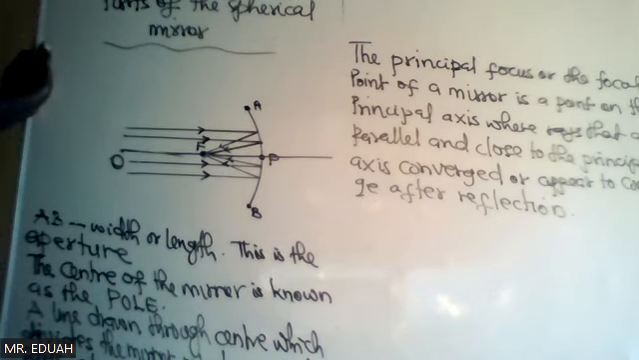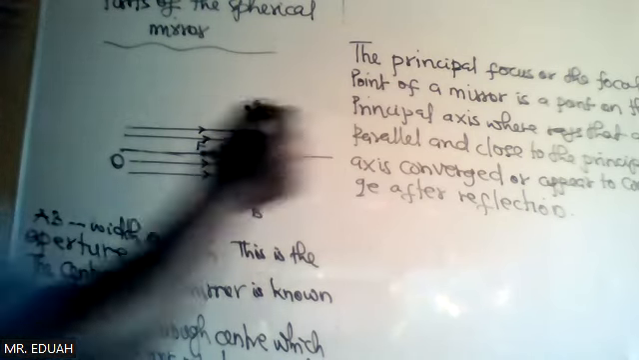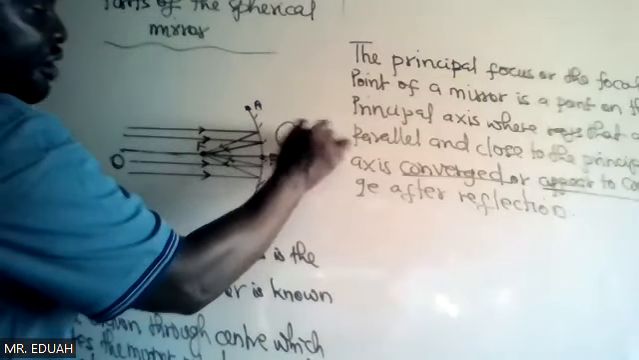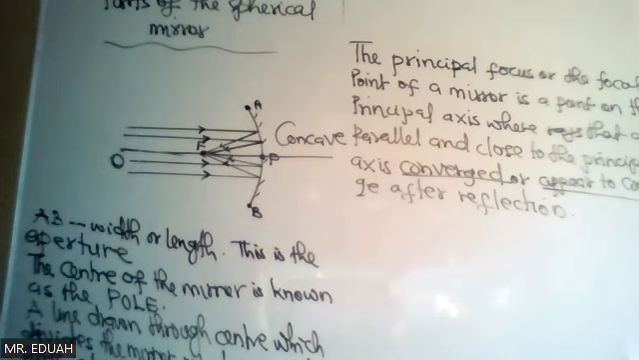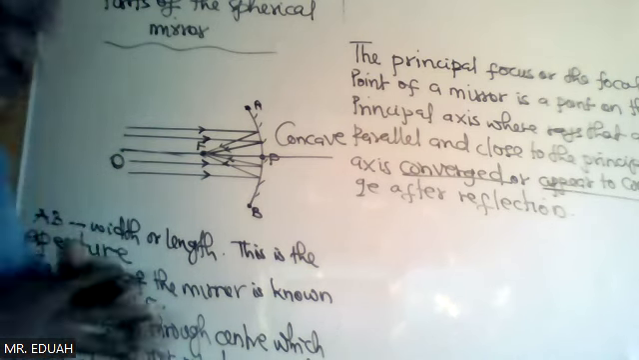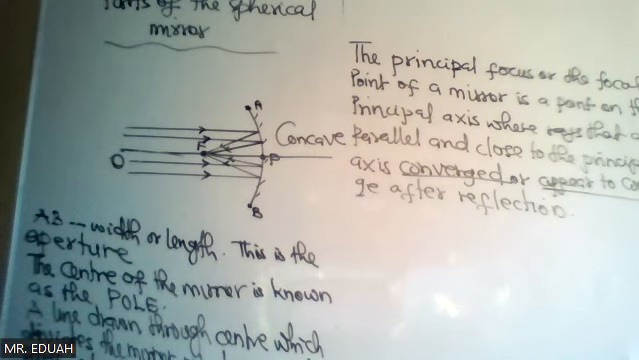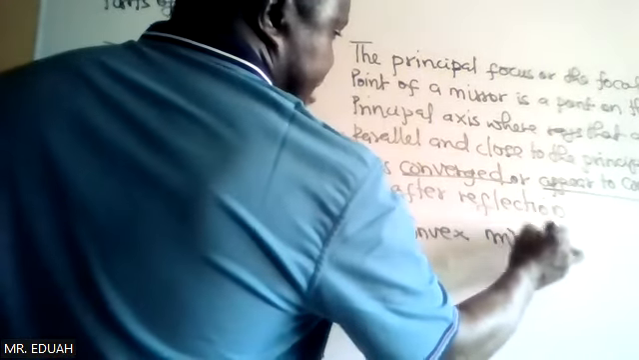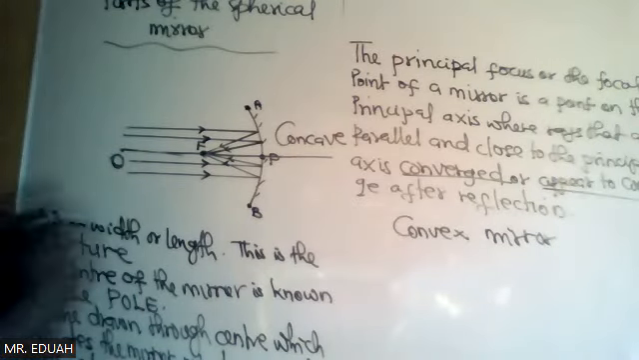So the principal focus or the focal point of a mirror is a point on the principal axis where rays that are parallel and close to the principal axis actually converge or appear to converge after reflection. Now, they converge or appear to converge. For concave mirrors, these parallel rays actually converge after reflection. But for convex mirrors, the parallel rays actually appear to converge.